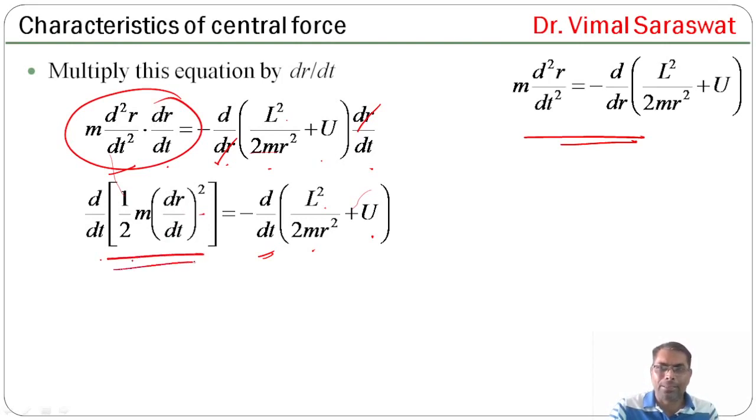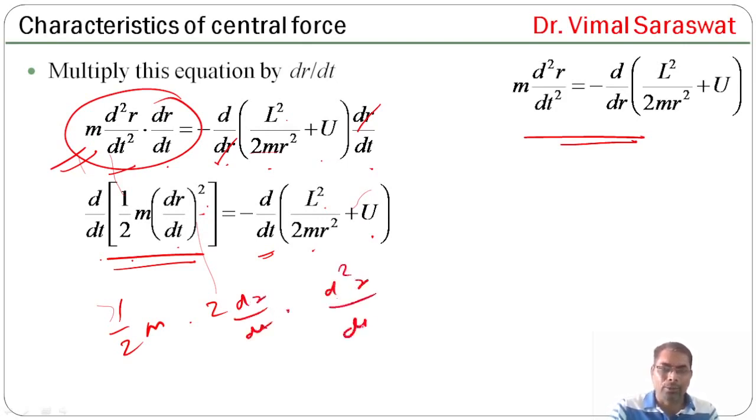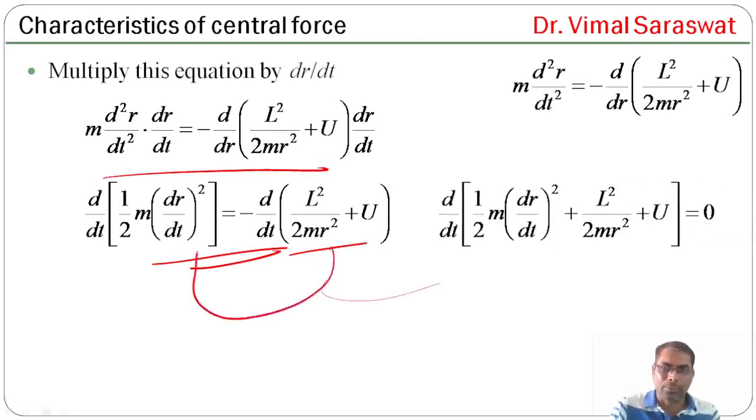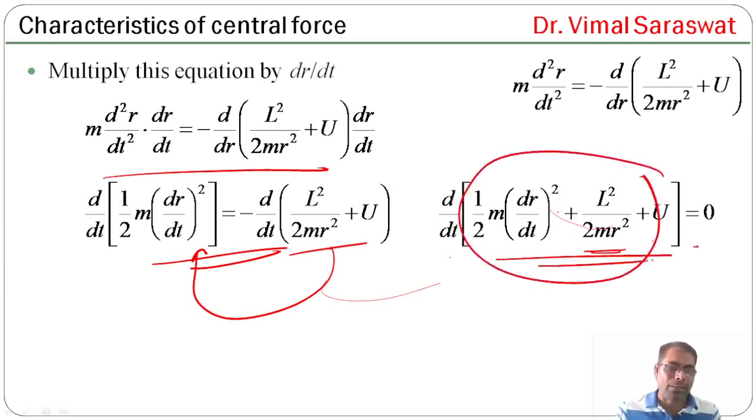So if we differentiate this with respect to time, then we get easily this relation, because half m is constant and differential of dr by dt whole square is twice dr by dt, and again differential of dr by dt is d2r upon dt2. So this 2 and 2 will be cancelled out. So we get m dr by dt into d2r upon dt2, which is here. So we can write this relation in this way. We transfer this from here to here. So d by dt of half m dr by dt whole square plus L square upon 2 m r square plus u equal to 0. Since the differential of this quantity is 0, so this quantity will be constant.